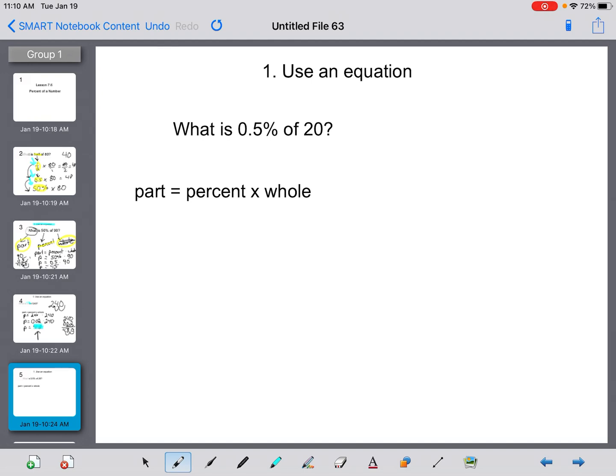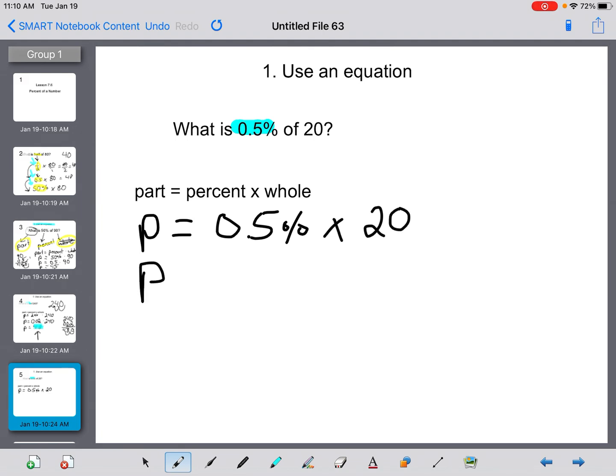0.5% of 20. Now remember I said to you yesterday, just because there's a decimal in there doesn't make it not a percent. Because it has that percent sign, we treat it as a number out of 100. So I'm still going to follow the same steps. I want to know the part. The percent is 0.5%. Don't forget the percent sign. Times the whole of 20.